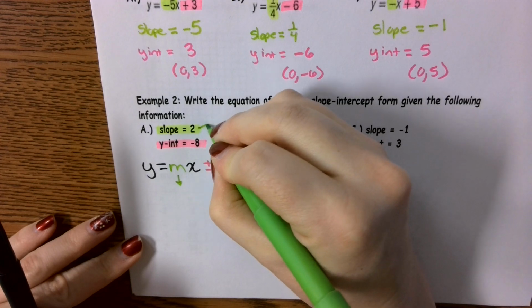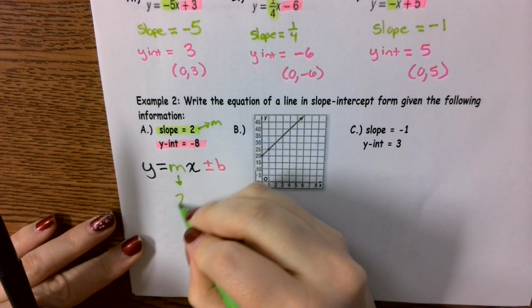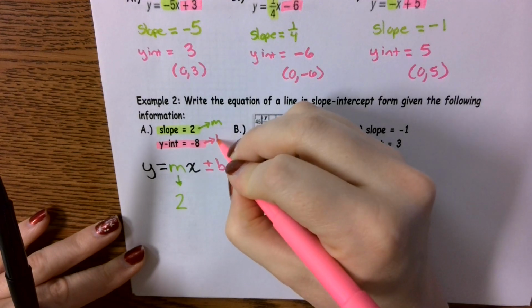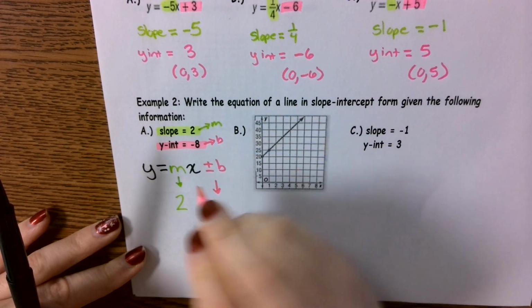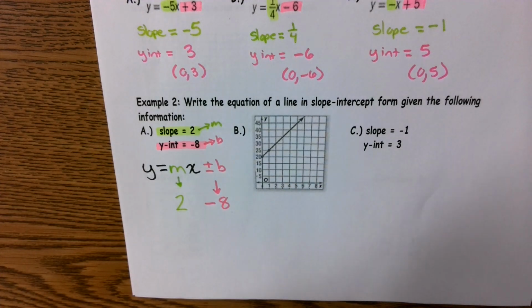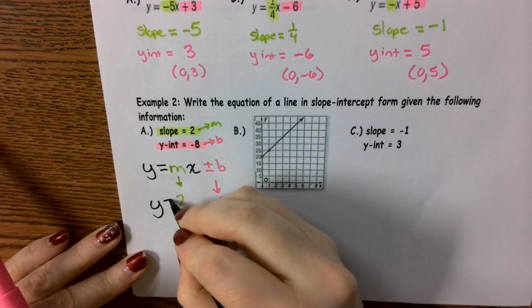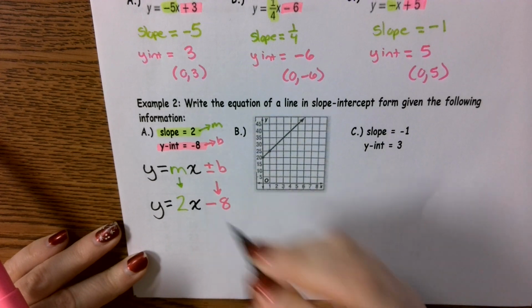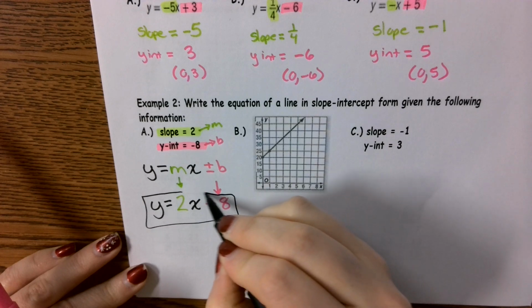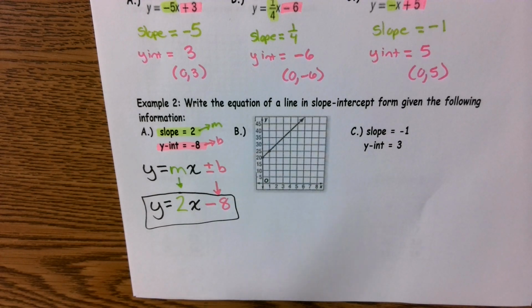Remember, this is our m. That's a positive 2. We already know what the b value is going to be equal to. That's a negative 8. So then we just fill in the rest of the formula. Y equals 2 times x minus 8. And there's our equation. Okay? Now again, that was the easy one.